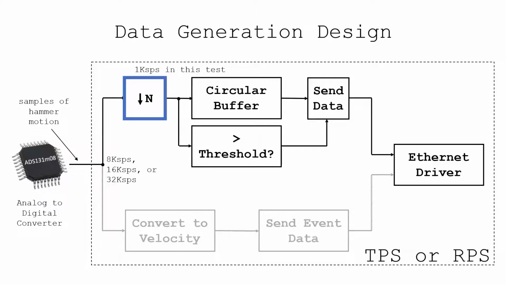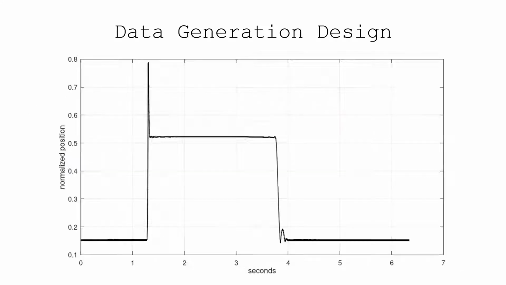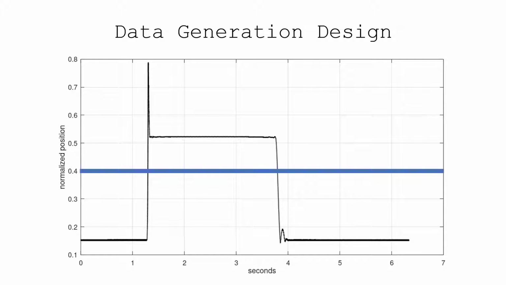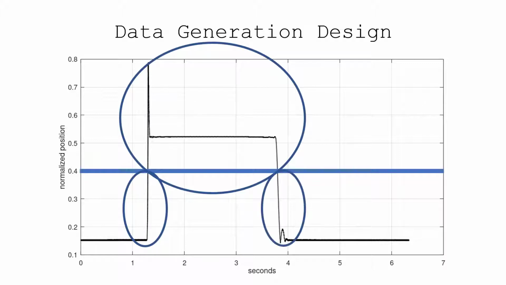For sending hammer samples, first I optionally downsample to help with network load if needed. From there, I built a circular buffer and only stream samples when a piano key is depressed. Here are hammer samples from the ADC. When the hammer position crosses a threshold, the Teensy sends this, this, and this. My computer software reconstructs the original waveform.